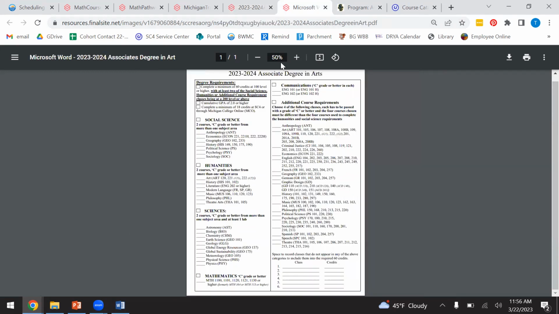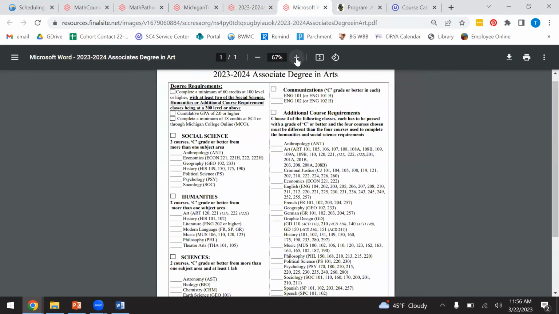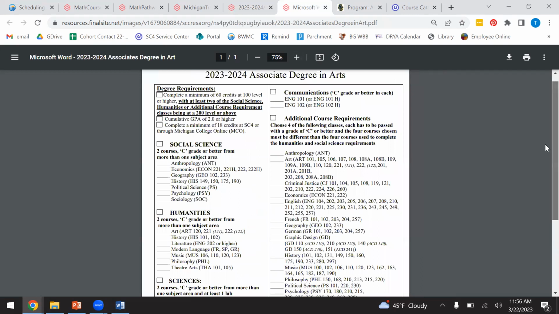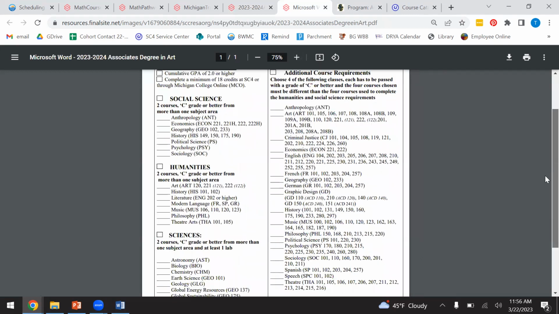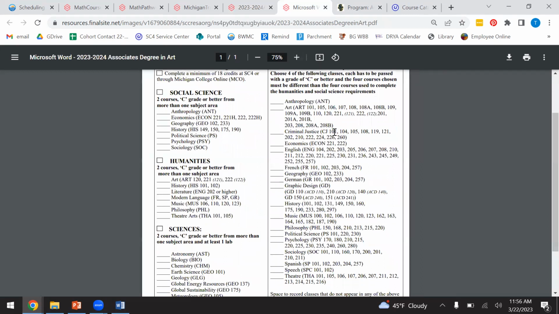For the arts degree, the additional courses are basically this long list here, which are all of the social science and humanities options, but they also add in a couple of other categories like criminal justice and graphic design.